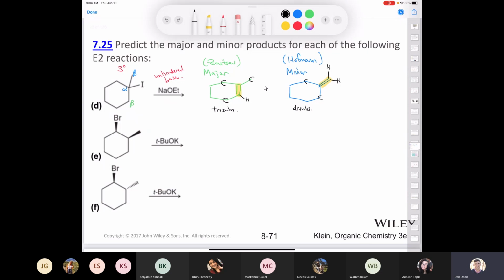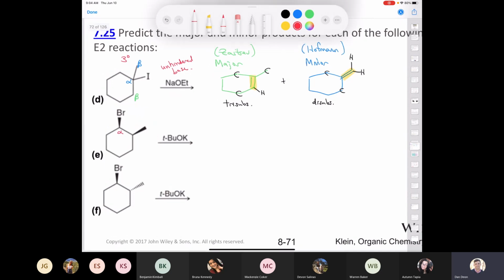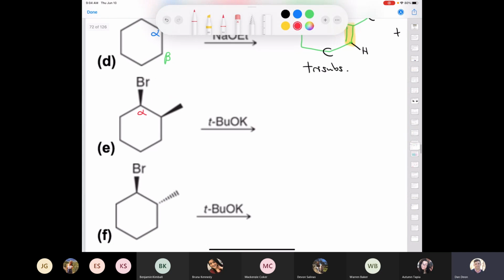Okay, the next one, we have a hindered base. We're using potassium t-butoxide. So this is a hindered base. We'll take a look at our alpha carbon here. Okay, let me zoom in a little bit. Okay, we have our alpha carbon. We've got 1 beta carbon here, and we've got a beta carbon here.